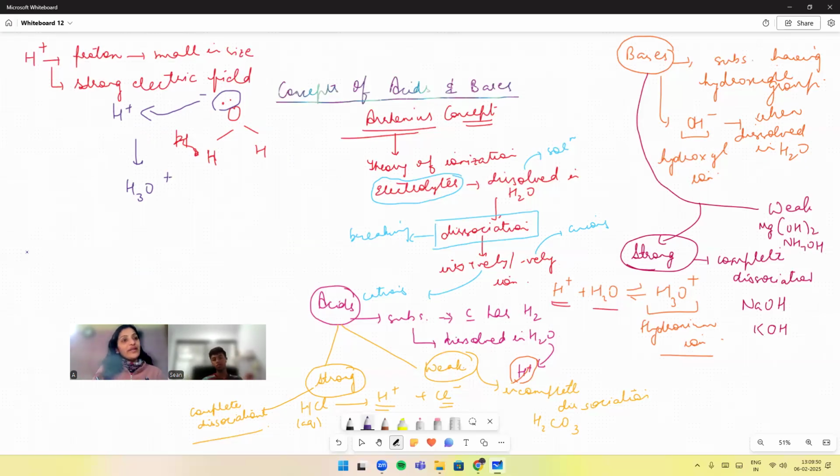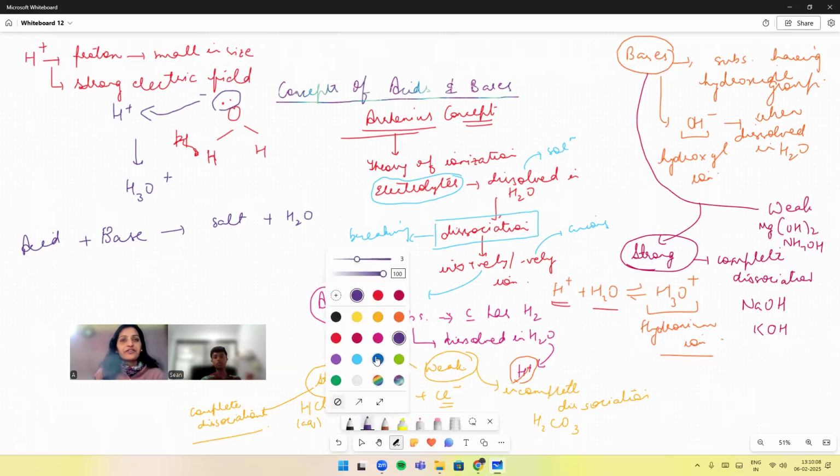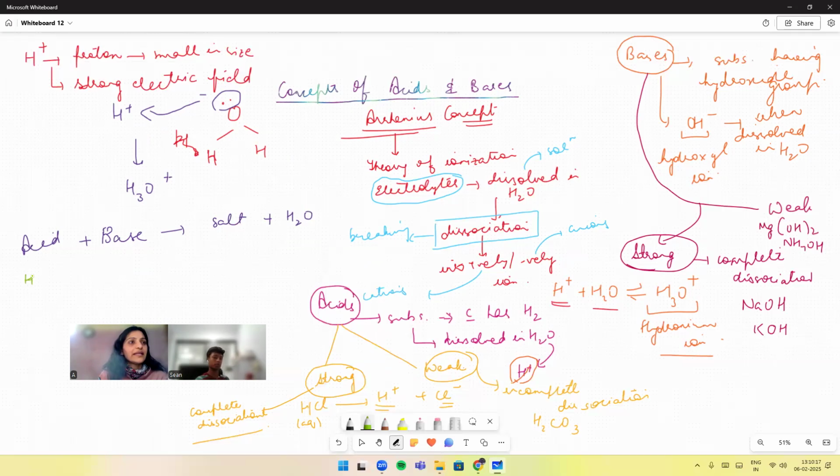Whenever an acid and a base are mixed together, they are going to react, obviously, and form a salt along with a molecule of water. Can you give an example of an acid? We'll take HCl. Fine. And any base? We can take NaOH.